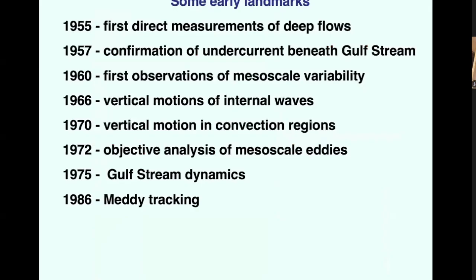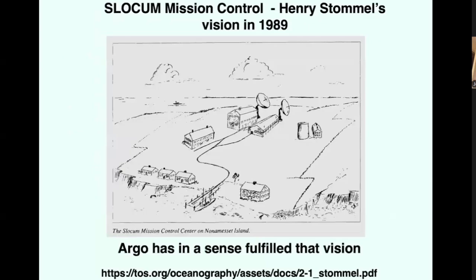So here we are. Here's a review of the early landmarks: the first direct measurements of deep flows in 1955, 57, the confirmation of the undercurrent under the Gulf Stream, 1960, the first observations of mesoscale variability, vertical motion of internal waves, 1970 in MEDOC, vertical motion of convective regions. Then objective analysis of mesoscale eddies, Gulf Stream dynamics, and finally the tracking of meddies in the 1980s. And we could put together a picture of the circulation in the Northeast Atlantic.